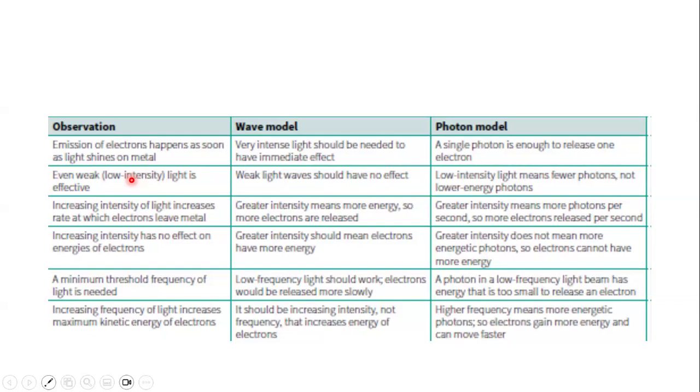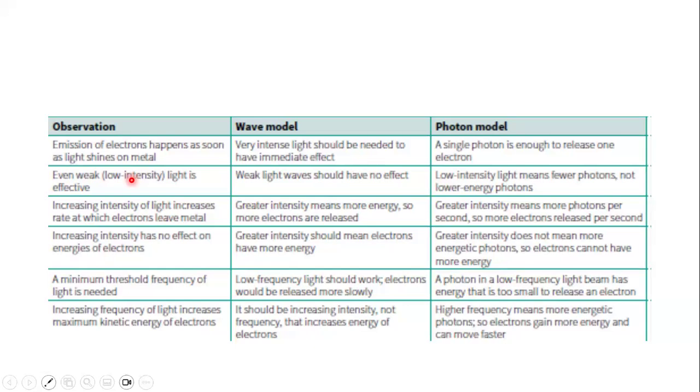So you're saying that if they thought it was a wave, they would need a very intense light with high enough power to take the electron away. Then when they used low intensity light, the same effect still happened. Yes, exactly. That's what they observed, that even when they were using low intensity light, the same effect would happen. The gold leaf would fall down instantly. So intensity seemed to have no effect on the loss or emission of electrons.